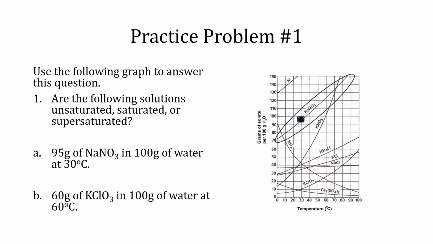For A, since the sample mixture equals the solubility of NaNO3 at 30 degrees Celsius, it is a saturated solution. For B, since the sample mixture is greater than the solubility of KClO3 at 60 degrees Celsius at about 25 grams of KClO3 per 100 grams of water, it is a supersaturated solution. For the remaining problems in this set, the same graph will be used.